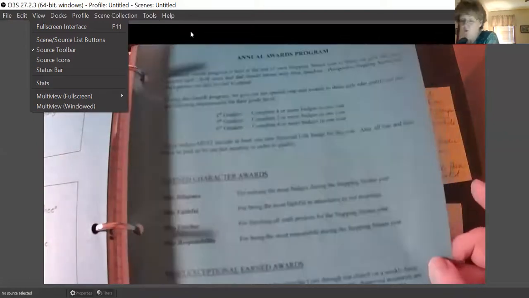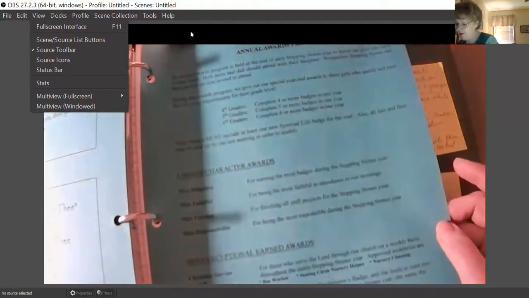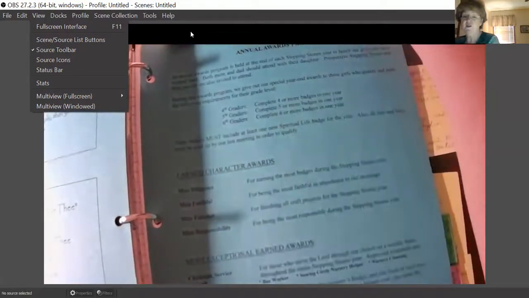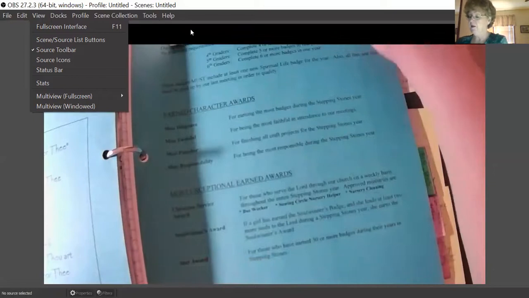The Soul Winner's Award goes to any girl who has earned the Soul Winner's badge and then went on to lead an additional person to the Lord, and that can be in any year. And the Star Award is given to any girl who earns 30 or more badges in their entire time in Stepping Stones. So that's how we try to motivate our girls.